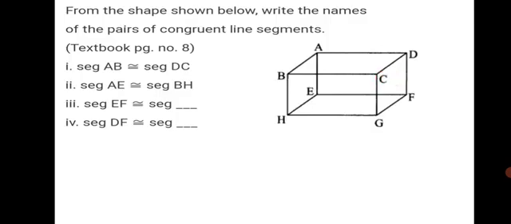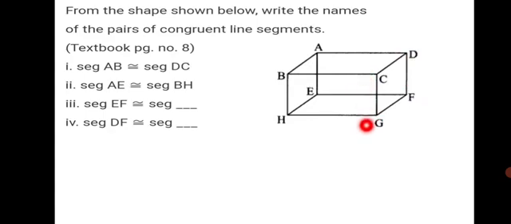So this is a cuboid. Seg AE. Let's look at seg AE. It's here. Seg AE is congruent to seg BH. So seg BH is here. This is seg BH. Next, we have to write down the answer. Seg EF. So let's look at seg EF. EF is at the bottom here. Is congruent to, yes, you can say seg HG. And seg DF, which is here, is congruent to seg CG.